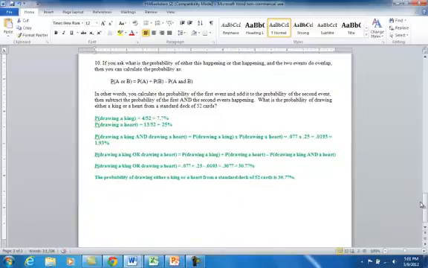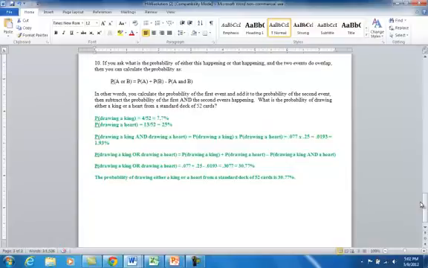Okay, number 10. If you ask what the probability of this or that happening is, and the two events do overlap, then you calculate the probability as shown here. Probability of A or B happening when they overlap, so they're not independent. This is a different situation from our ORs, okay? Then it equals the probability of A plus the probability of B minus the probability of A and B. And we know A and B is going to be multiplied, right? Because it's an AND. So you calculate the probability of the first event, add it to the probability of the second event, and then subtract the probability of both events happening. All right, because what we want is the probability that either one is going to happen or the other. That's why this is different.